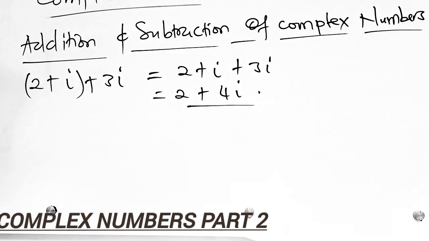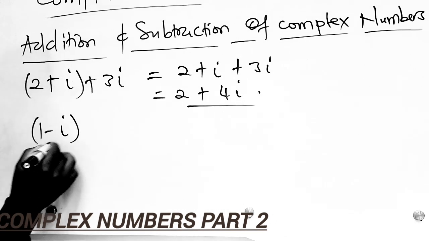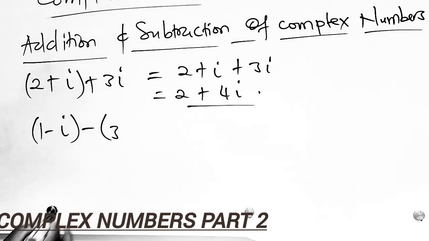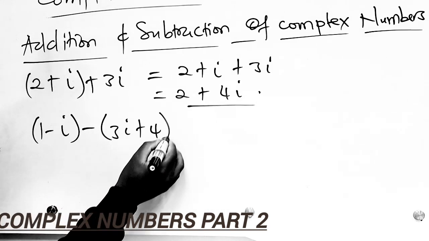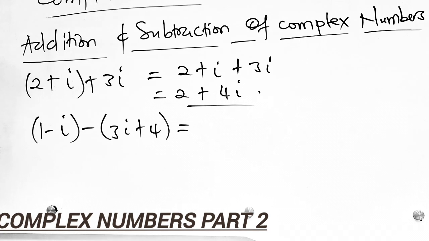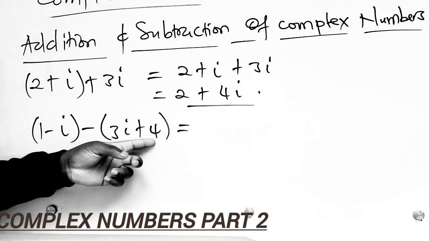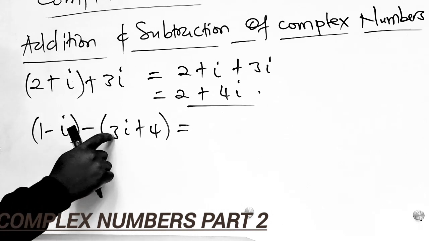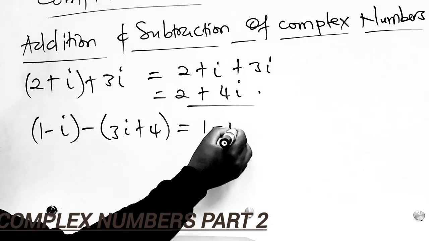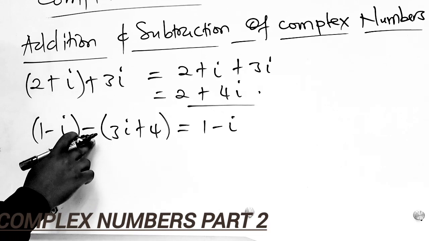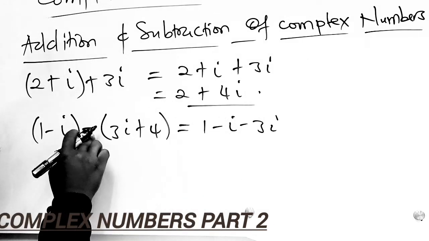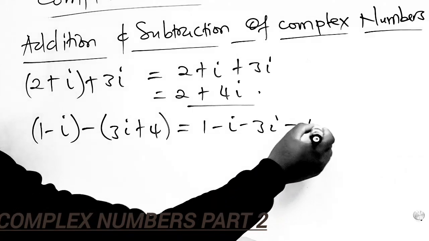So this becomes 2 + 4i. Now let's see another quick example: (1 - i) - (3i + 4). In this case, we are subtracting the two terms in the second bracket, so we need to distribute the negative sign. So 1 - i, then minus times plus gives minus 3i, then minus and plus as well gives minus 4.